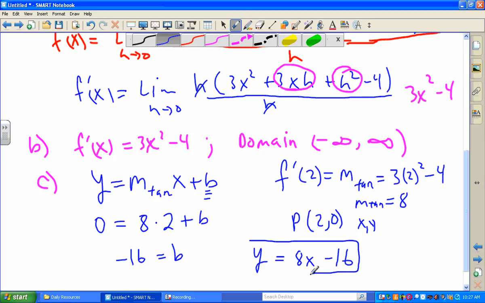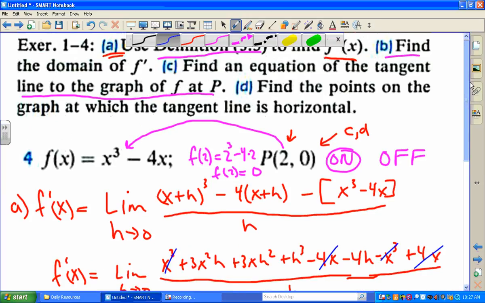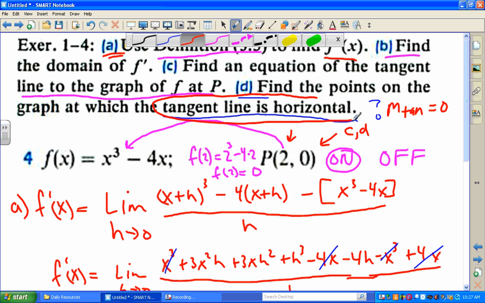Yes, of course, you'll have to do this not once, not twice, several times in this class to show that you know how it works. So that was pretty good, 8x minus 16. And finally, I don't remember, part D, find the points on the graph at which the tangent line is horizontal. What does tangent line horizontal mean? It means the slope of the tangent line equals 0. That's what's meant by tangent line horizontal.